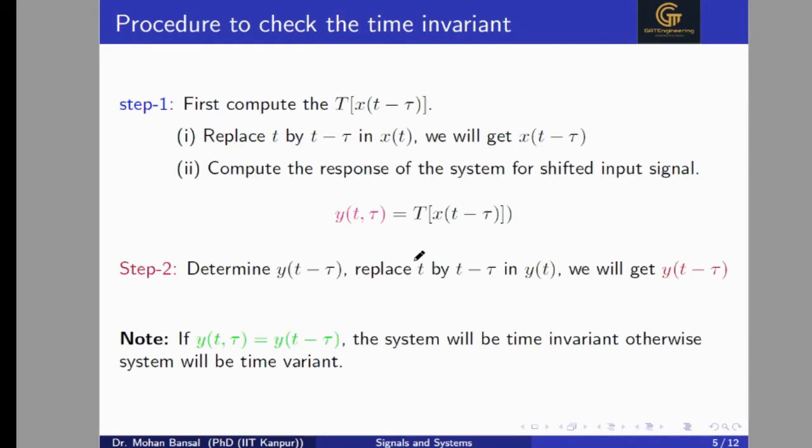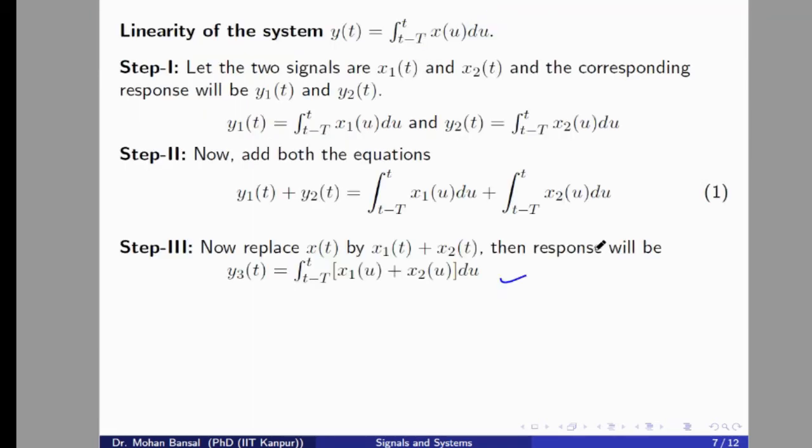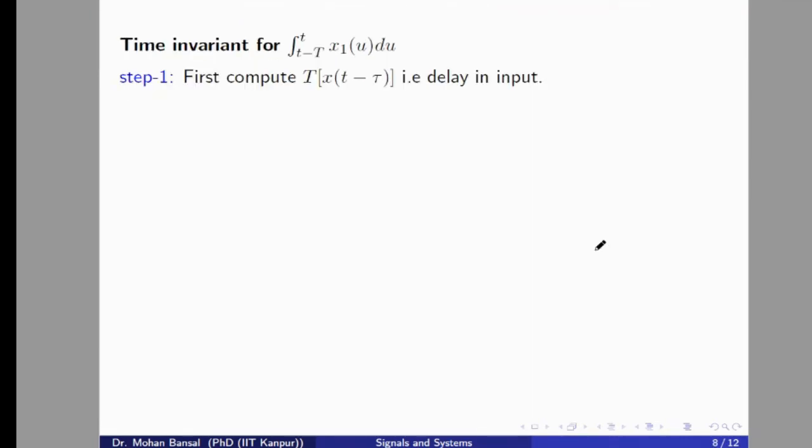For testing the time invariant property, first we'll replace t by t minus tau. Then we'll get x(t minus tau) and substitute this in the given system, and you will get y(t, tau). That means this is the output for the input signal shifted by tau. Now you replace t by t minus tau in y(t) in the final system, and you will get y(t minus tau). If both expressions are equal, then we can say the system is time invariant. So let's look at how we can check the time invariance.